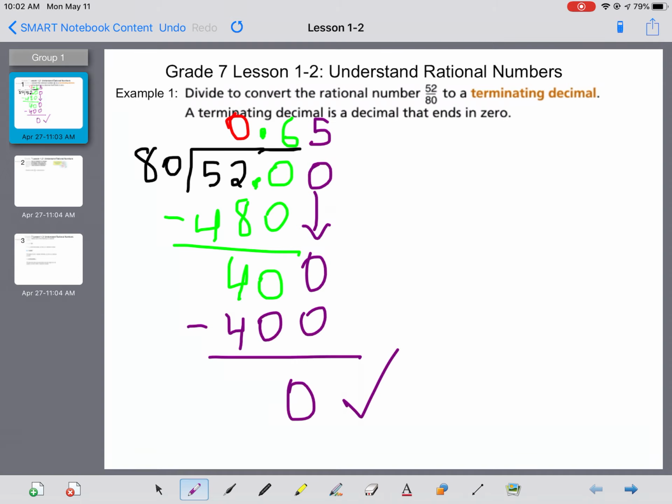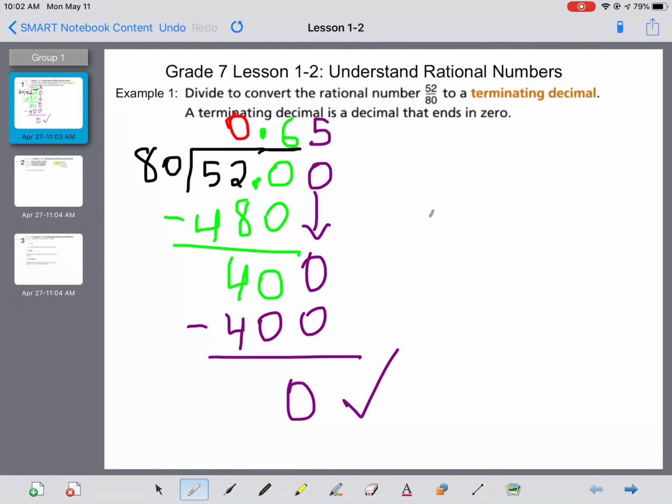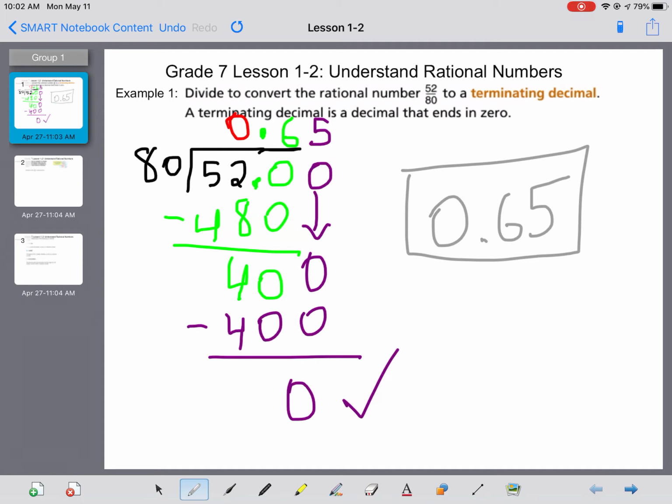So my answer, I will rewrite it a little nicer out here. That means my final answer is 52 over 80 is the same as 0.65 or 65 hundredths. So you could stop once you get a remainder of 0. This is what a terminating decimal is because it stops or it ends, and also it's rational because it's terminating, it ends. So this is considered a rational number.